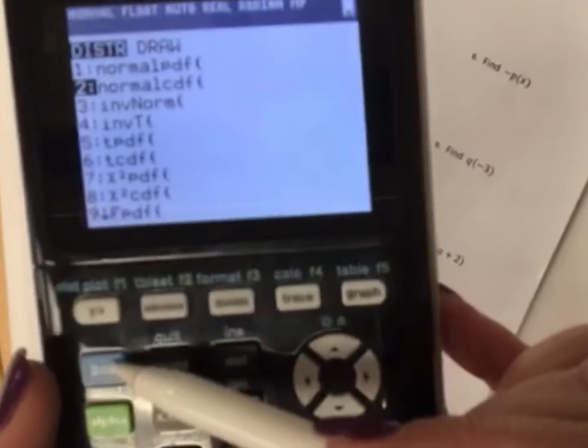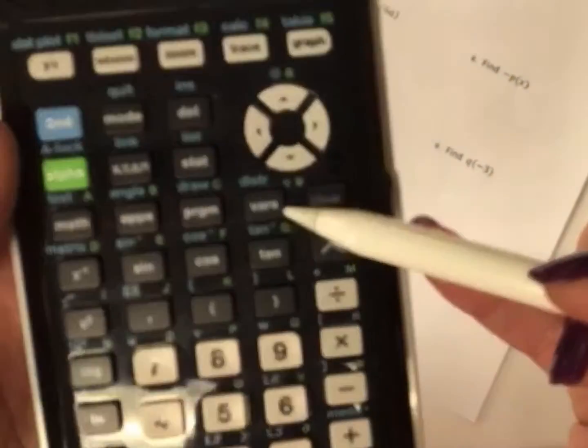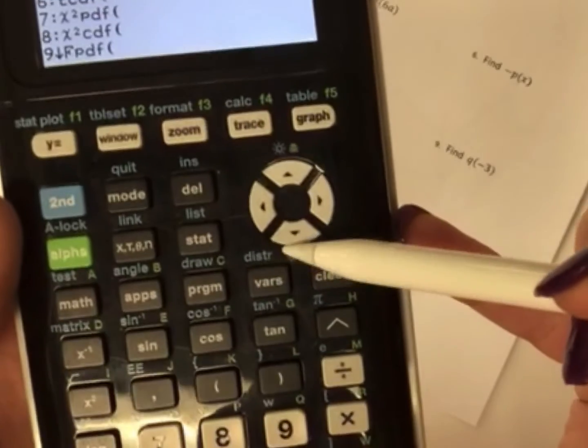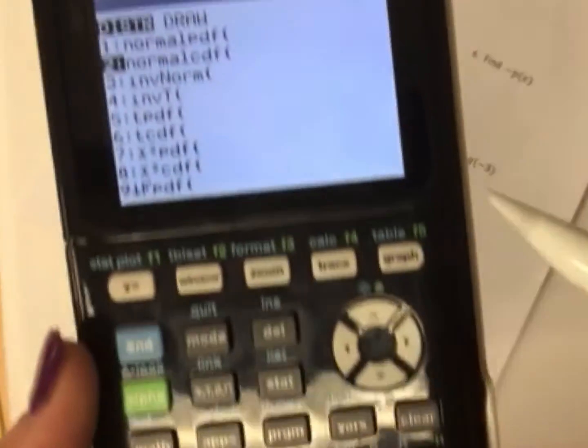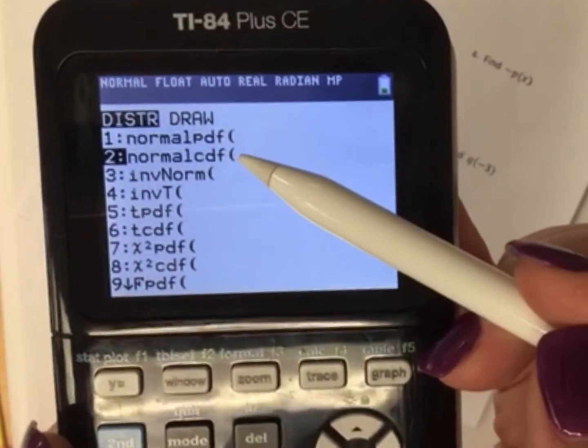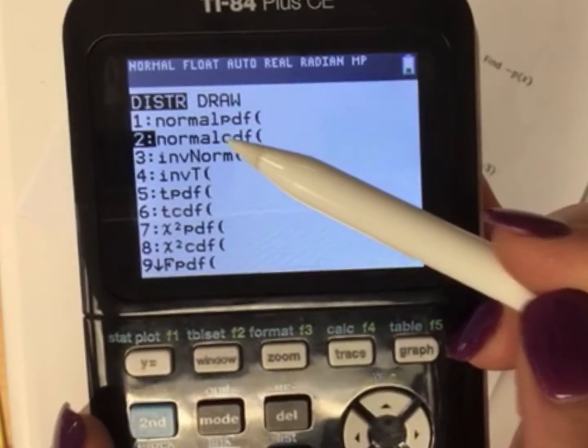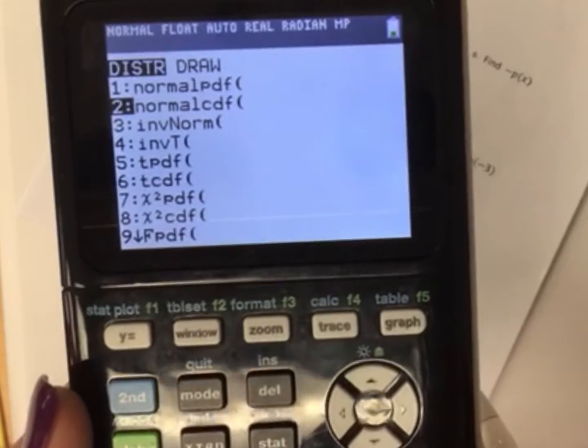Okay, so you're at second, the vars button, and that gives you, see it says distribution is what it stands for. And we're going to use the normal CDF function. Hit enter on that.